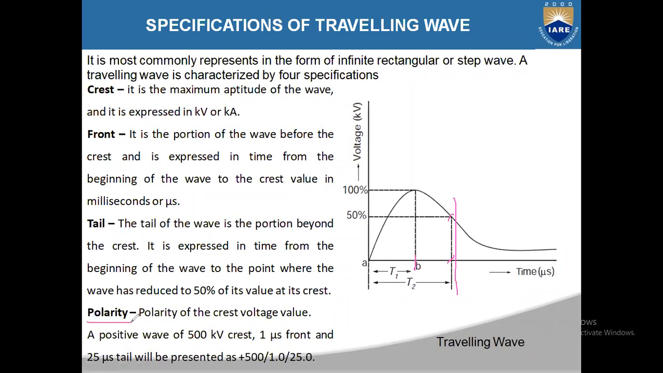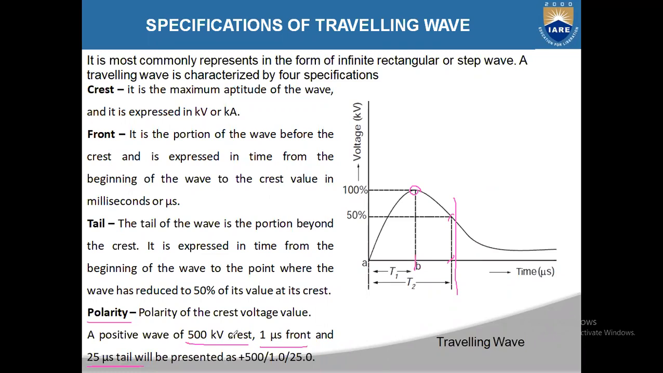Another specification is polarity. There will be a polarity for the crest voltage value or current value, so this magnitude may be positive or negative. Let us simply take one example. There is a positive wave which has a 500 kilovolts crest, 1 microsecond front, and 25 microseconds tail. Wave front and wave tail are both represented in time only.